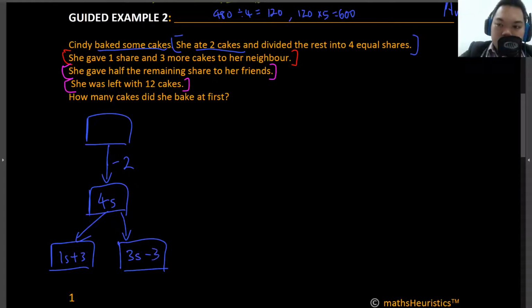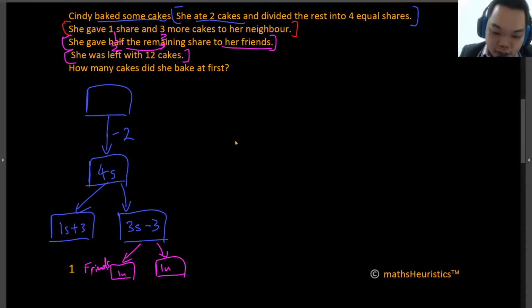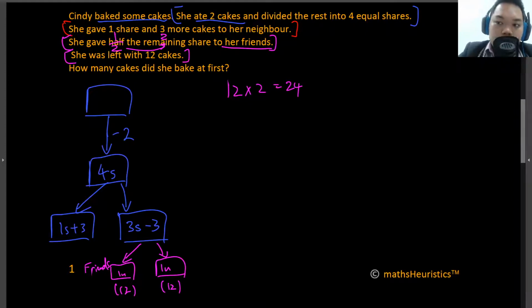So once you got this already, she gave half of the remaining share to her friends. So 1 unit was given to the friends, and she's left with 12 cakes herself. So we can say, once we've established this, that this 1 unit here is 12, and this 1 unit here will also be 12. Agree? So 12 times 2 will give us 24. Then we can form that connection and say that this 3 shares minus 3 has to be 24.